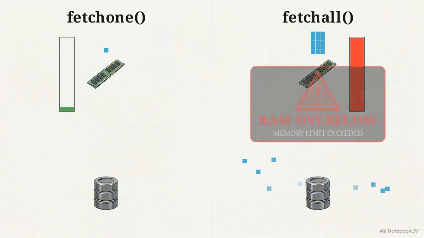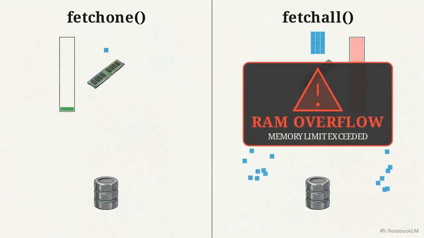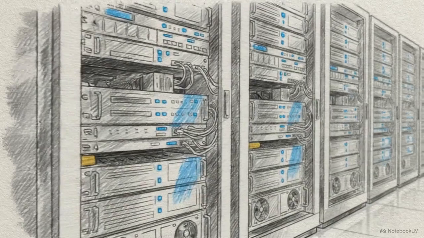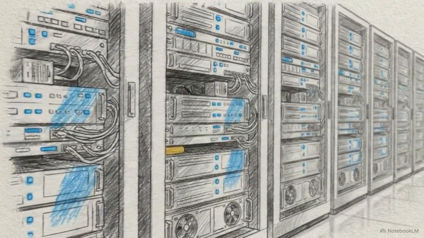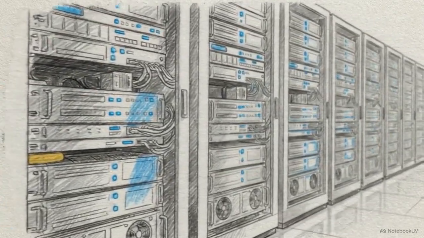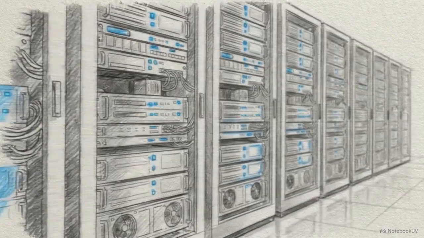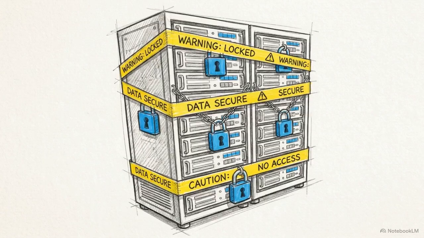But pulling a massive database using fetchall can exceed the available RAM. Choosing the correct fetch method keeps memory consumption stable, preventing the application from freezing or crashing in a live production environment. Reading data is one thing, changing it requires a strict protocol.